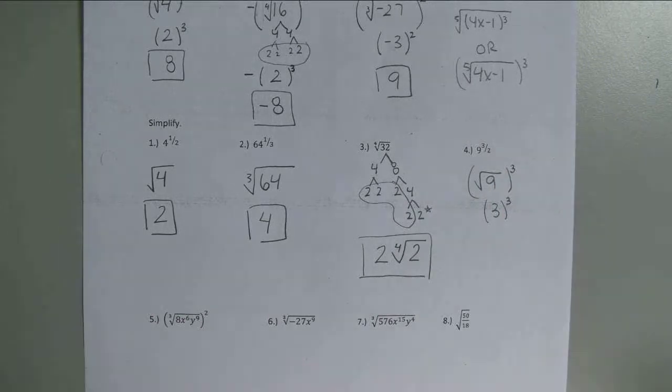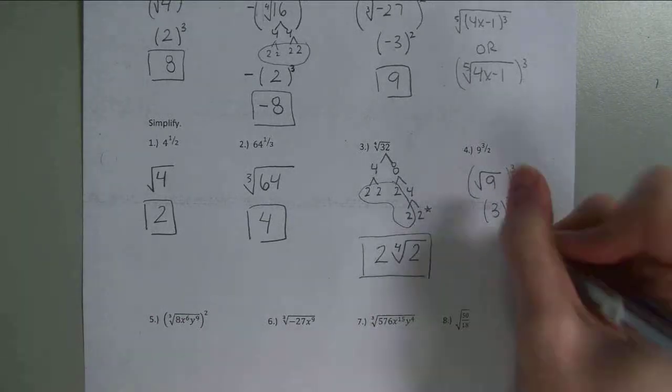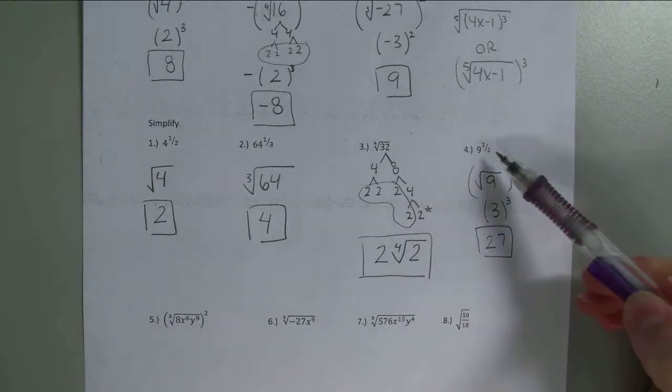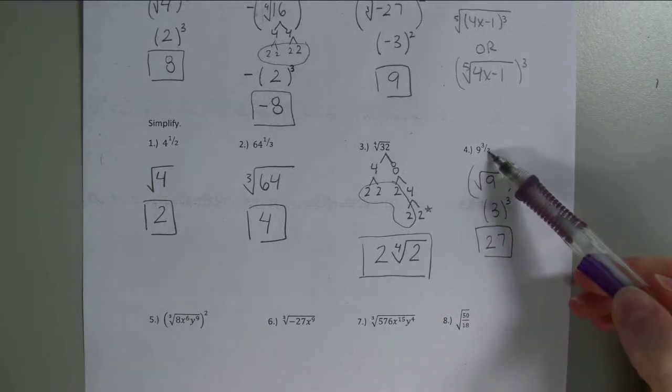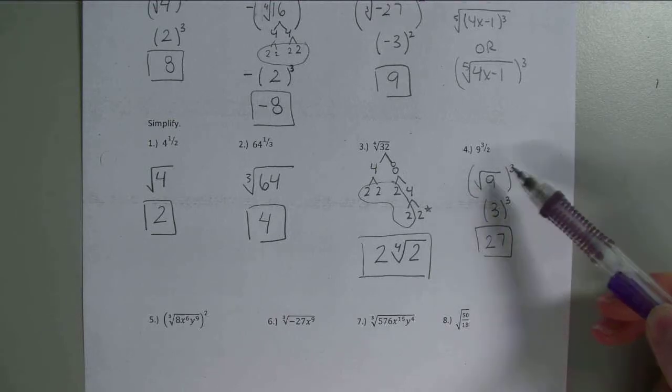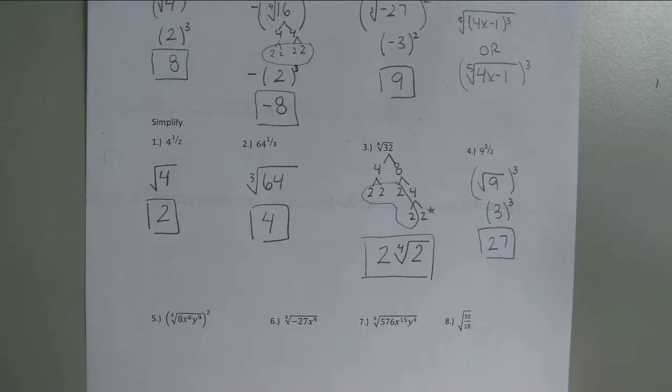But what is 3 to the 3rd? 27. Are you guys okay with that, where everything came from? The denominator is the root, so since that's 2, it's just a square root. And once you figure out the root, you raise it to the numerator's power. So we raised it to the 3rd power.